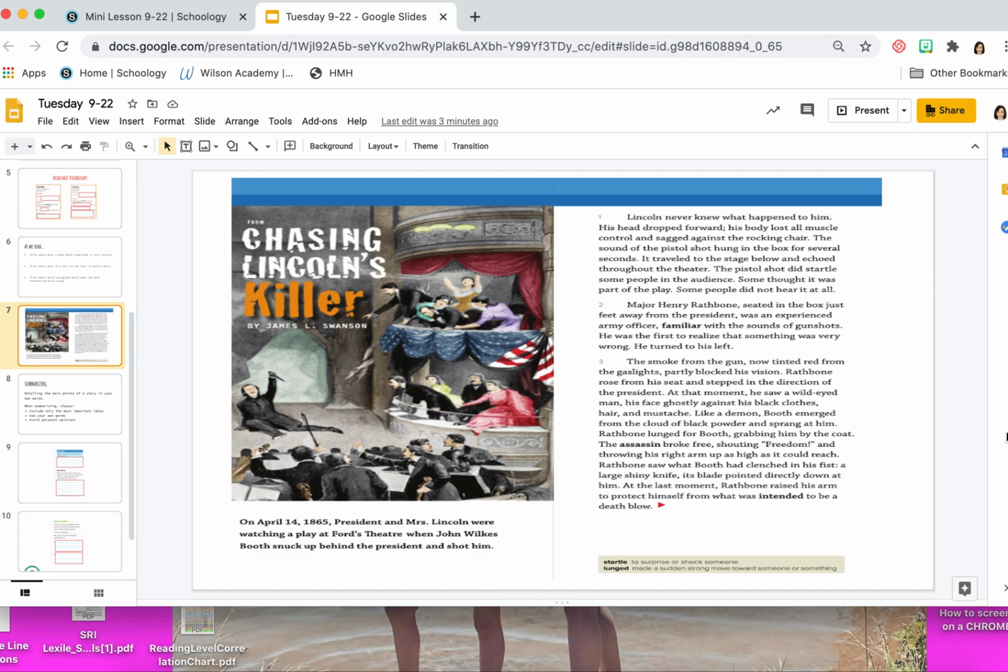All right, we have some additional vocabulary words down here. So to startle is to surprise or shock someone. And then lunged is to make a sudden move in a direction. Okay, so if you lunge towards somebody, you would be going towards them.